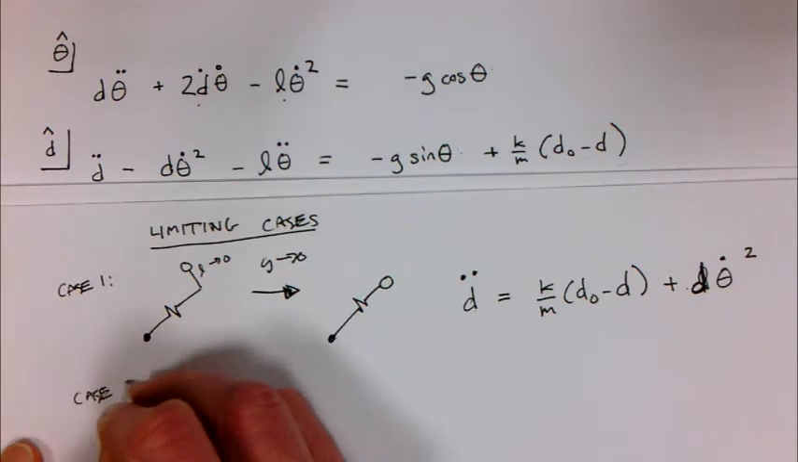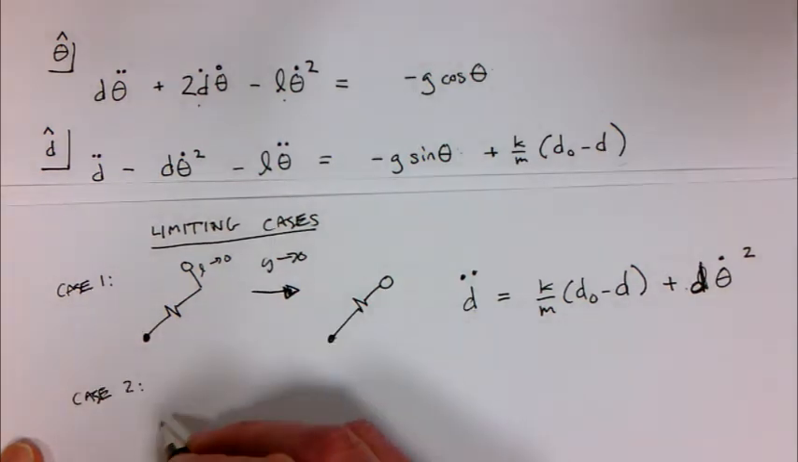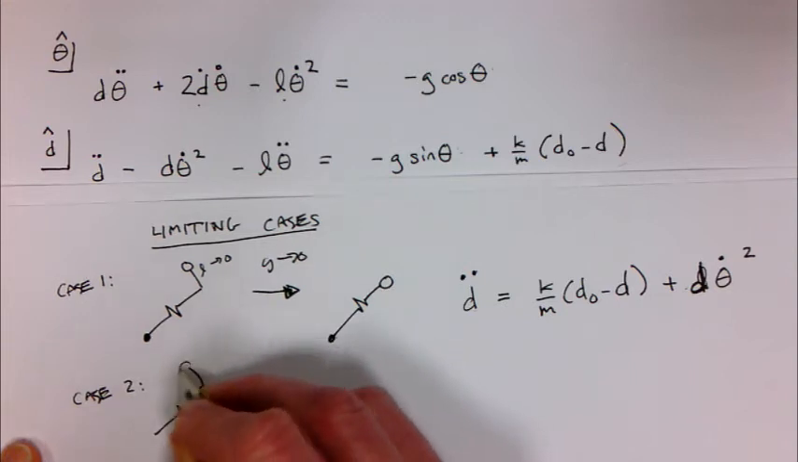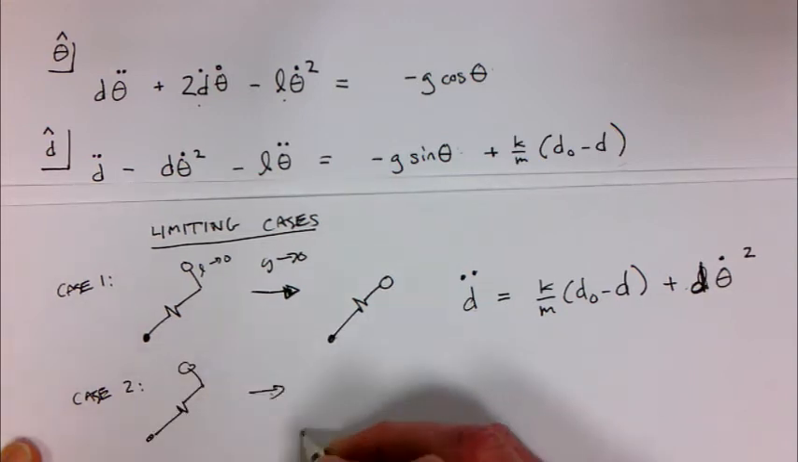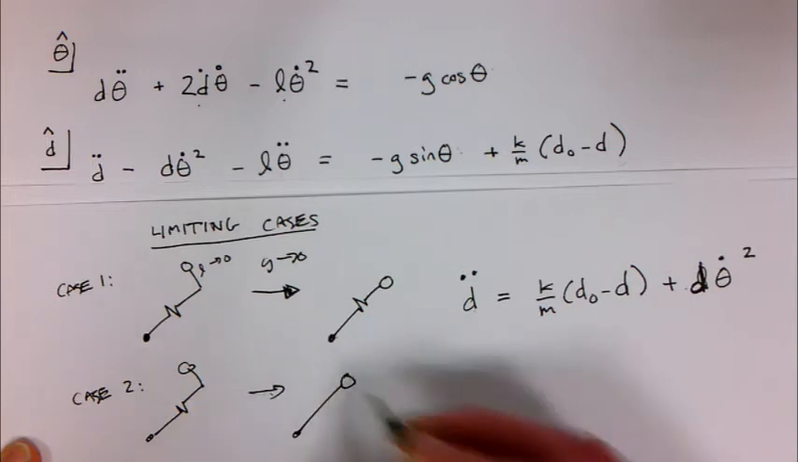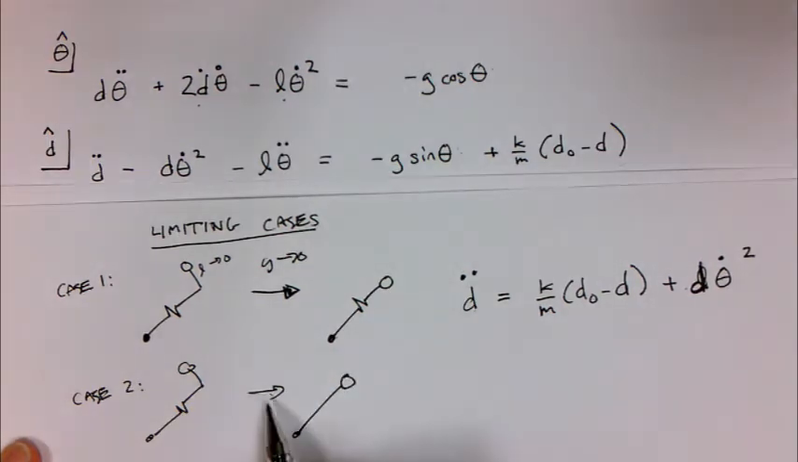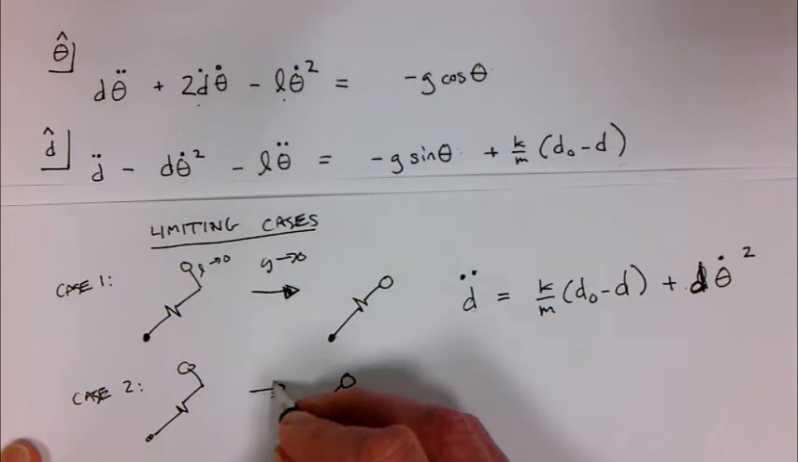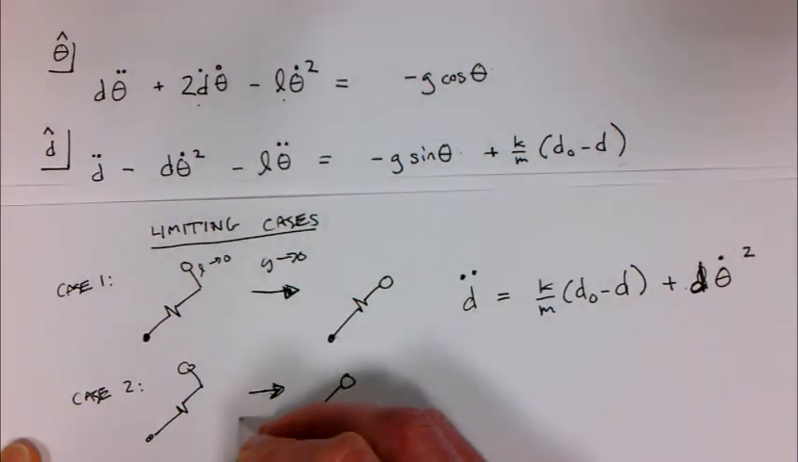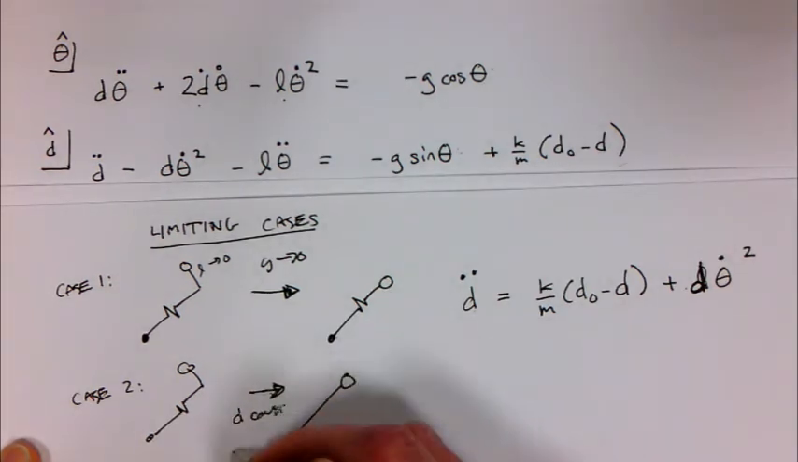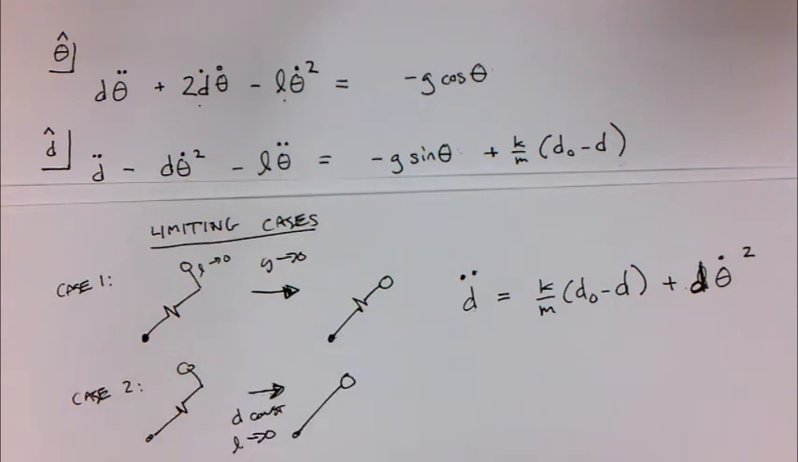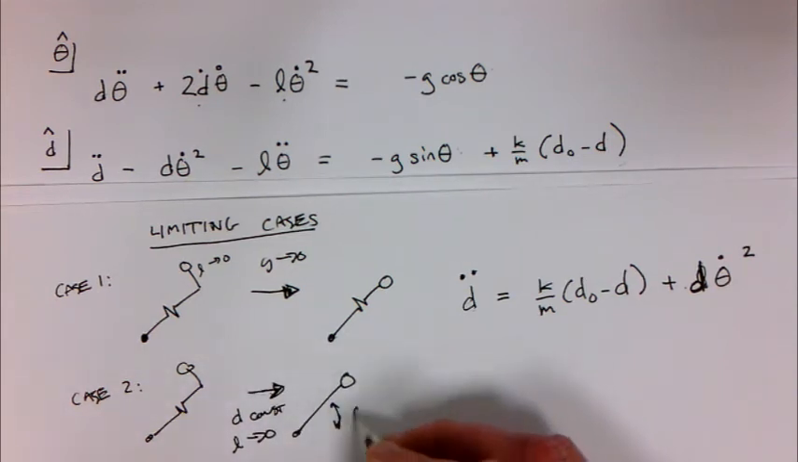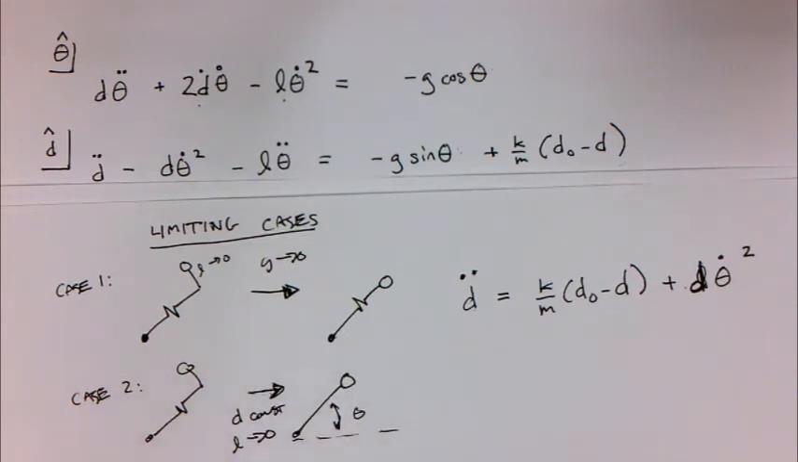A second limiting case that we could think about is what if instead of thinking about a spring, we keep gravity on, but we go from this to this. So in other words, we make that spring be a constant length. So we make d constant and L go to 0, right? So it's still going to be located at some angle above horizontal.